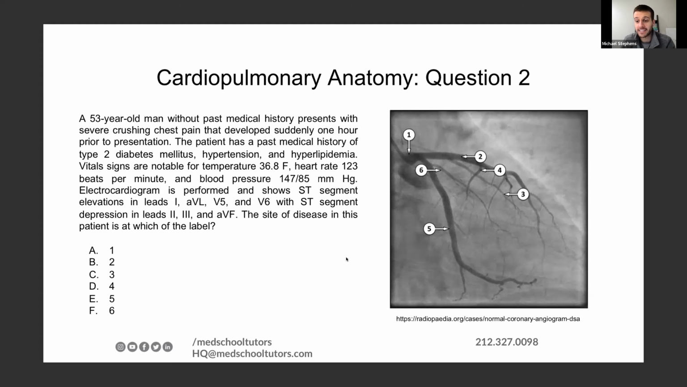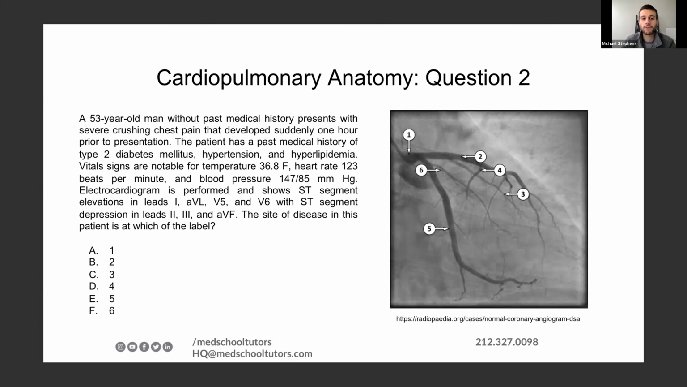All right. So again, same thing we're dealing with this question. We have a picture, we have some text. So it's going to be a multimodal question. The site of disease in this patient is at which label? And so the answer choices kind of directly map onto the angiogram that we're seeing here. And so we're going to take it from the top.